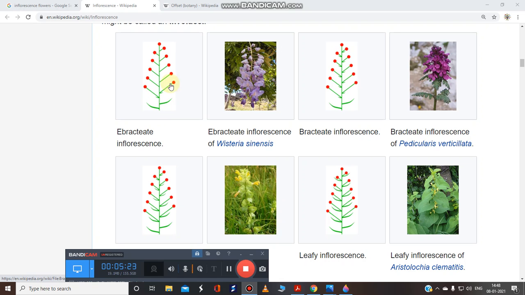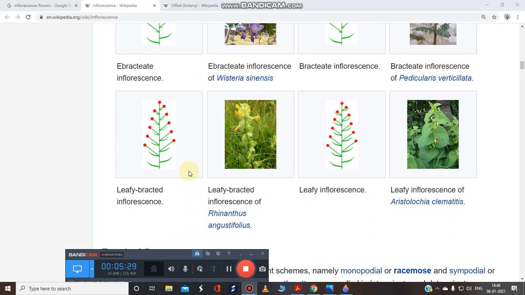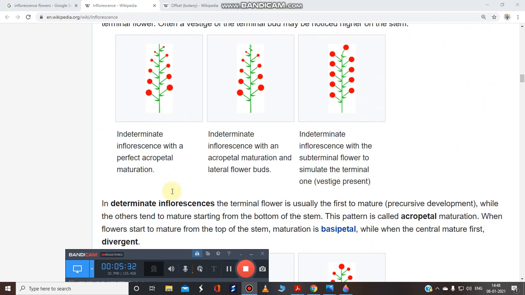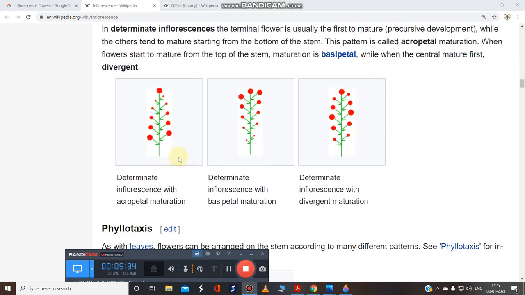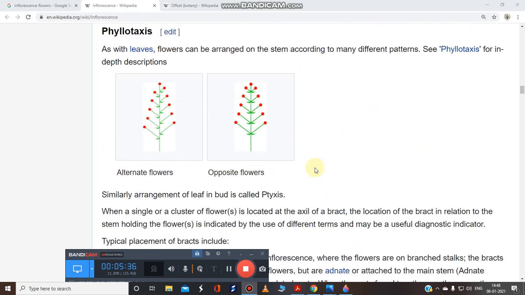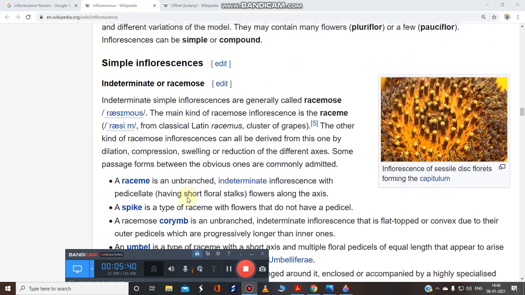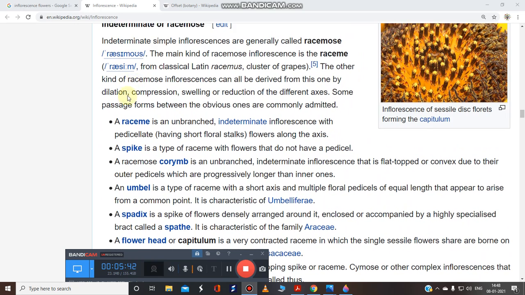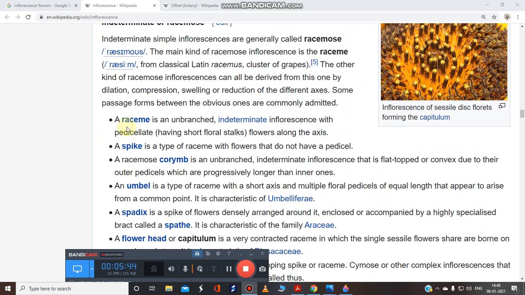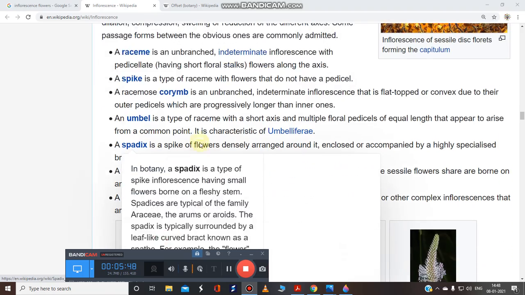If the flowers are arranged in this way, they are known as ebractate, or different types of bracted inflorescence are there. As you can see, you have seen this type of flowers, and I will show you the images. This is important that you have to remember: simple inflorescences like raceme, spike, corymb, and umbel.